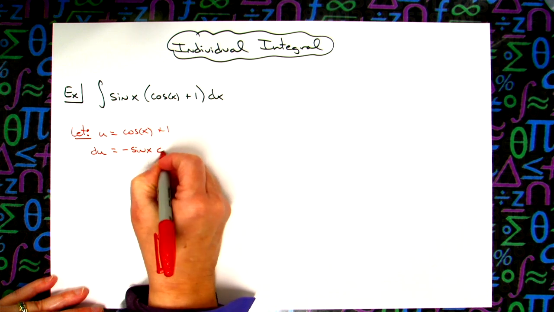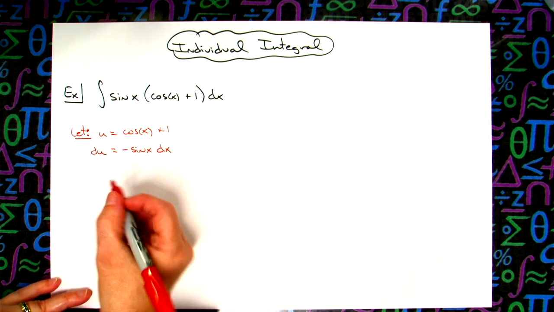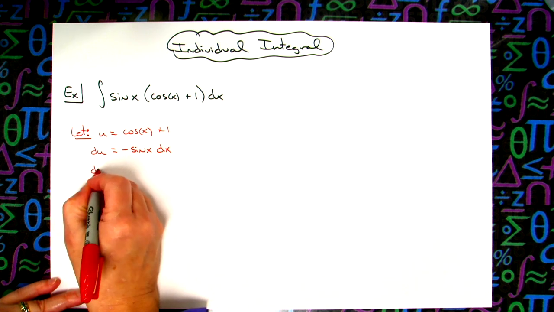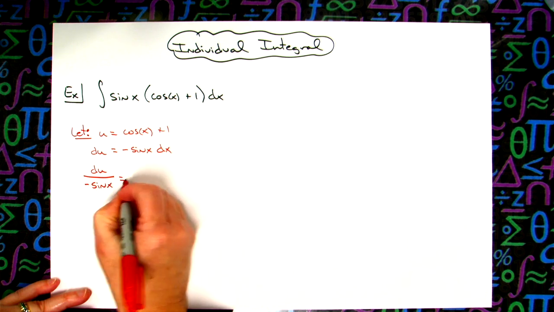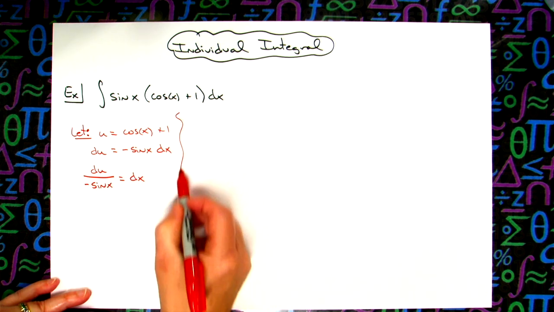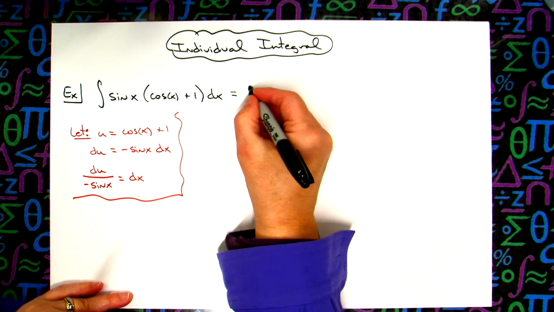sine x dx. And then I want to solve all the way down for dx, so we'll divide both sides by that negative sine x. So we'll have a du over a negative sine x is equal to dx. After we get that done, we're going to come back up here to our original integral, and we're going to start making substitutions.